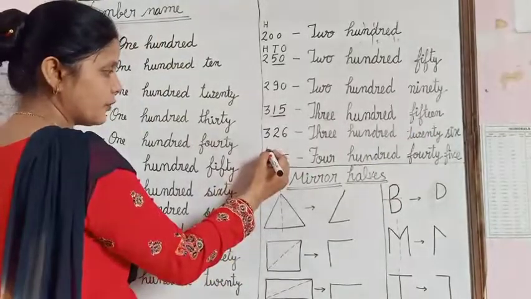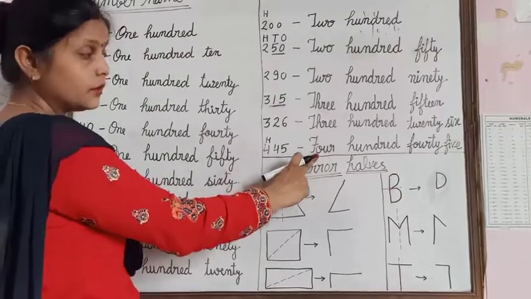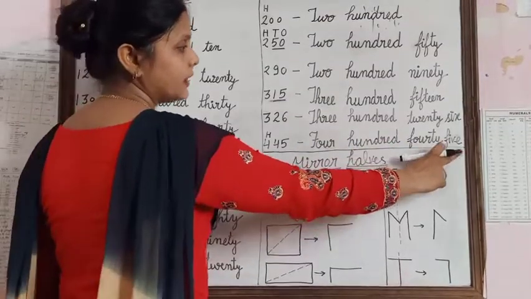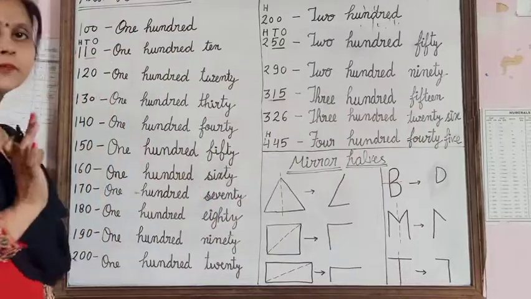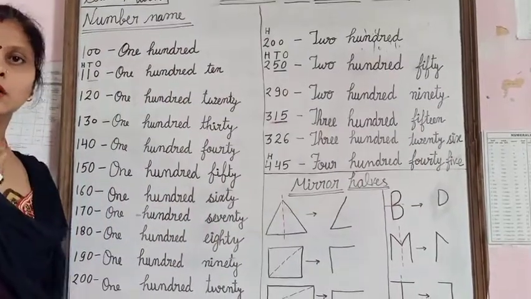The 100's place has a 4. So you speak 400 and write down also 400. 445. This is your number name. Some number names are there and some numbers are given in the homework.